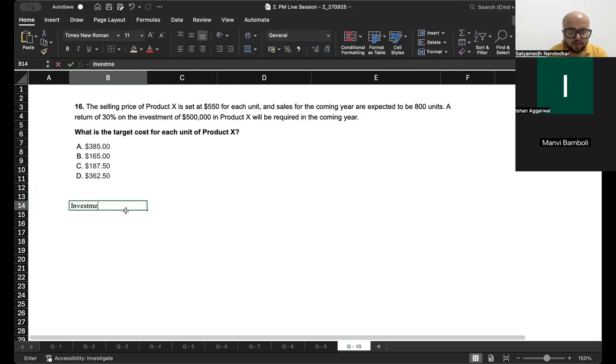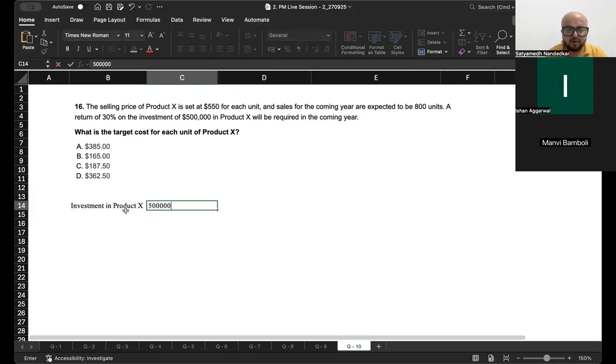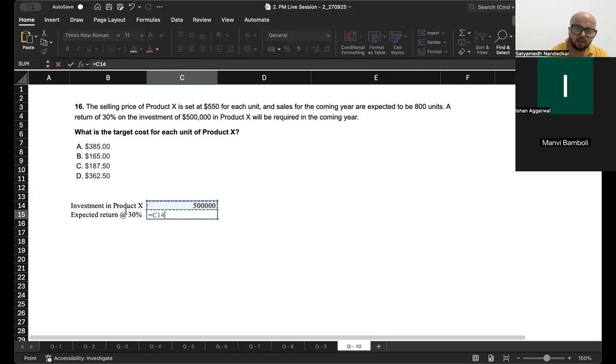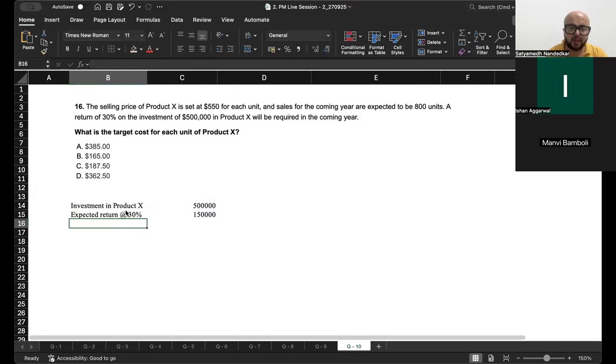ठीक है. What is the investment in product X? Investment in product X is 5 lakh. What is the expected return at the rate of 30%? This into 30%. This is the total expected return. So 1,50,000 is the total expected return. उसका क्या करेंगे? We'll need the calculation per unit abhi. 1,50,000 is the total return.